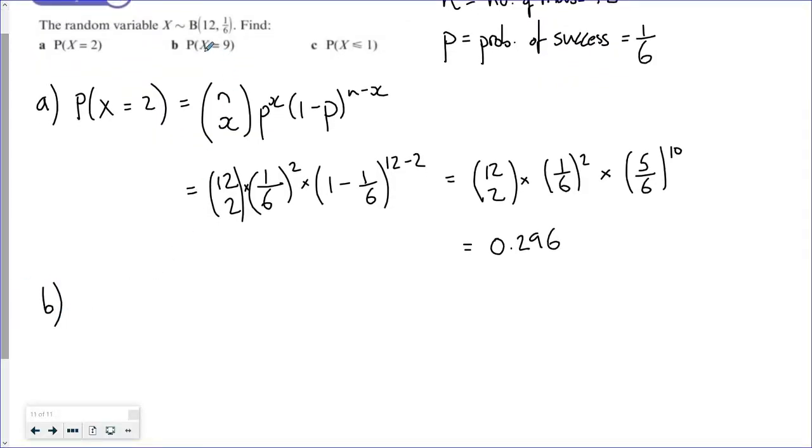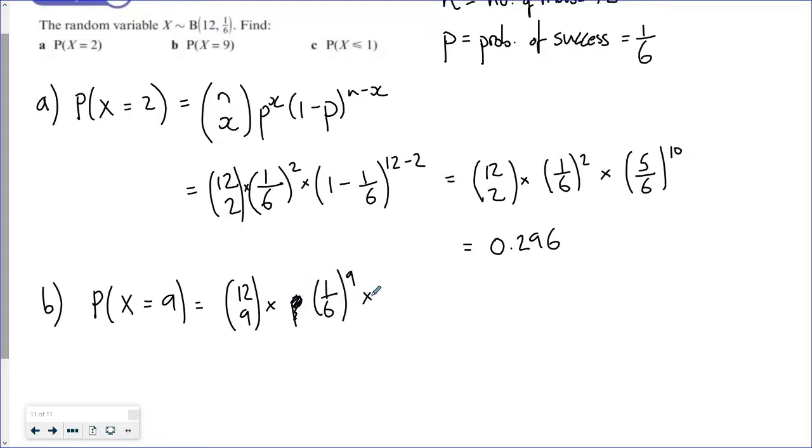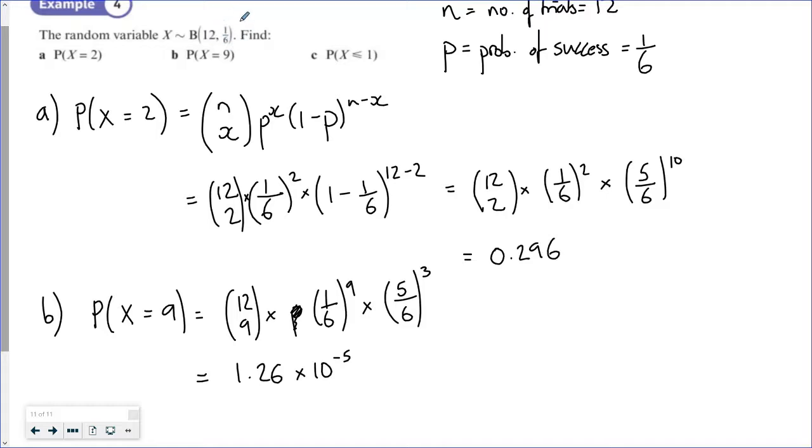Okay, so in B, we want to work out the probability of x being 9. So the number of ways of getting 9 successes is 12 choose 9, and then we need to times that by the probability of success, which is 1/6 to the power of 9, times the probability of failure, and if we have 9 successes, then we're going to have 3 failures. And notice that both of the powers add up to 12, just like when you do the binomial expansion. And similarly, in 12 choose 9, the 9 matches the power of the number of successes. And that is a very, very small probability, 1.26 times 10 to the power of -5. So very unlikely that's going to happen, and that's because the probability of success is only 1/6.